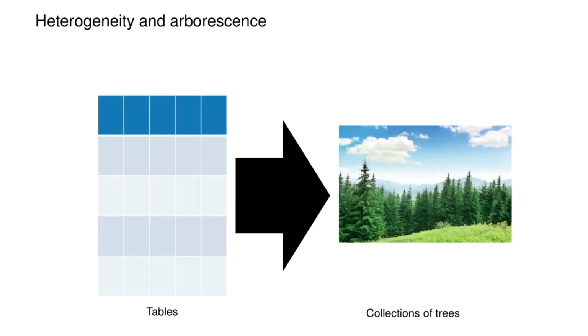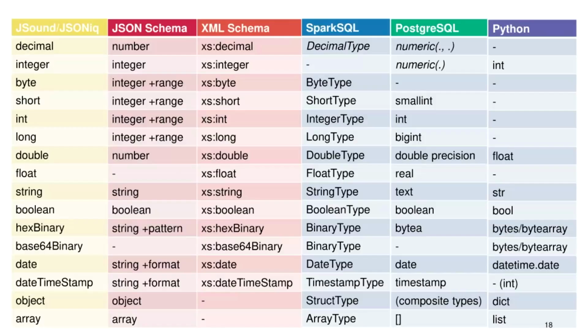Then you have the nestedness, the fact that when you denormalize the data, you can have tables in tables in tables in tables, like the Inception movie, and you end up with collections of trees, which are the generalization of tables. We saw that in order to validate this and check, for example, that in the same column we have the same kind of data, we have type systems.